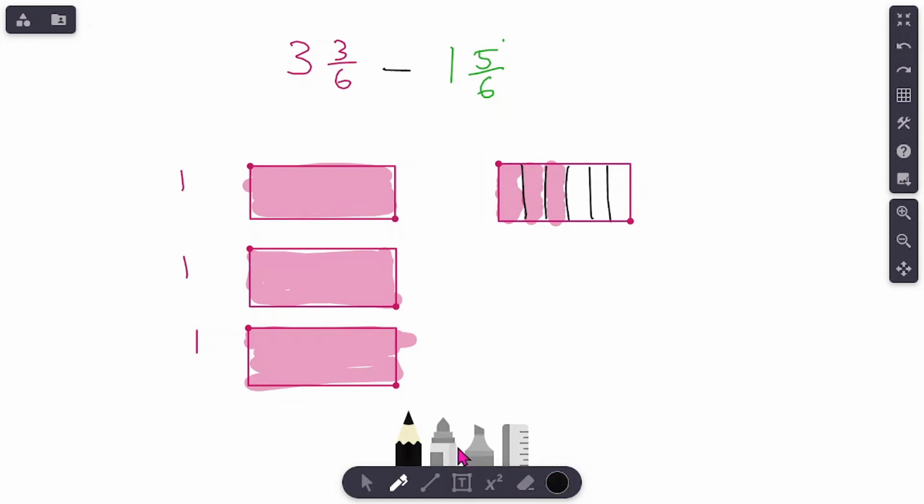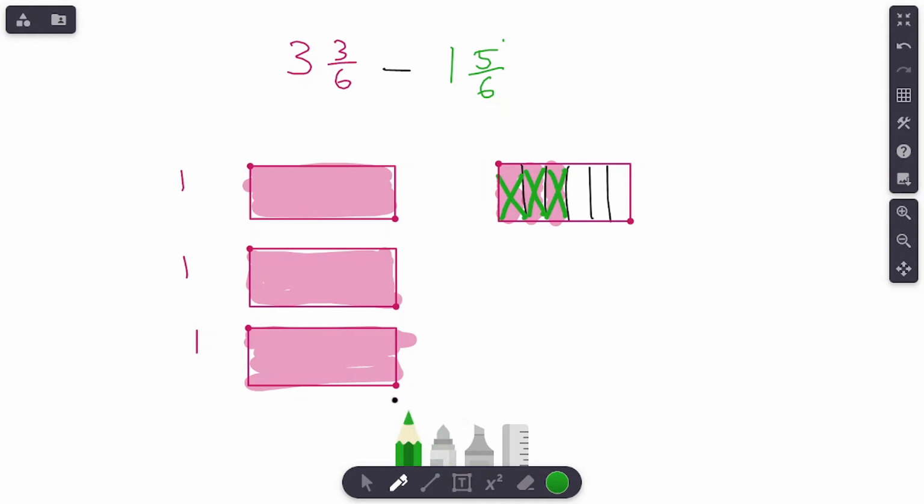So we're taking away 5/6. Okay, we're taking away 5/6. So let's do that. Here's 1/6, 2/6, 3/6. Now hold on. That's 3/6. Do you see another 6? We need 2 more 6. Do you see that anywhere? No, I do not see it.